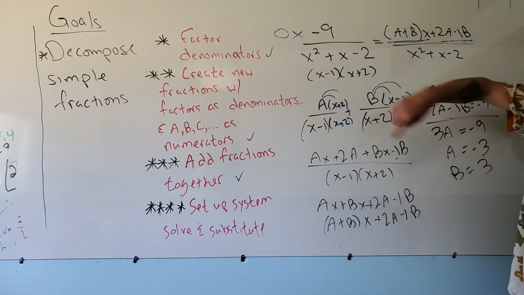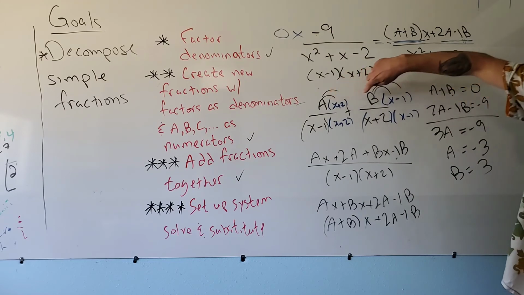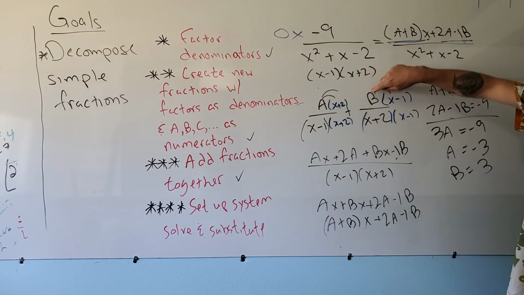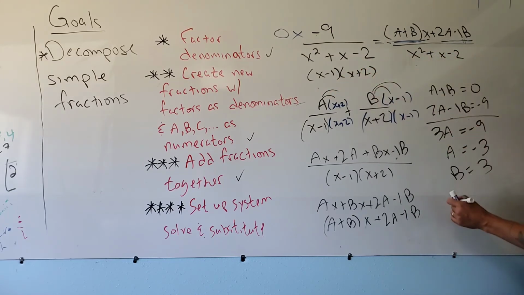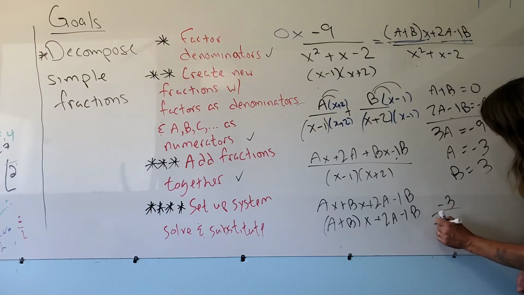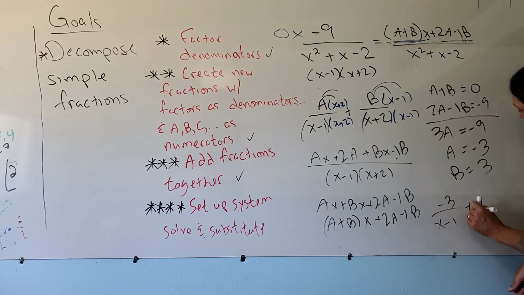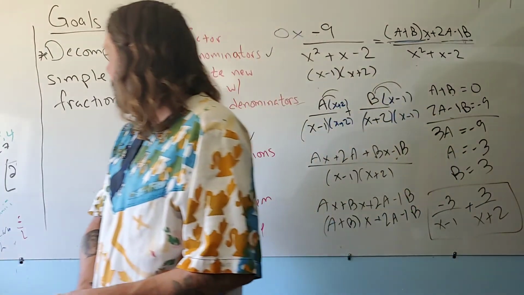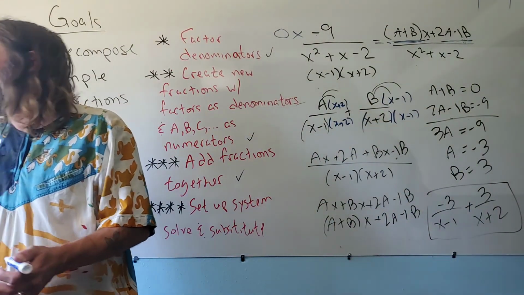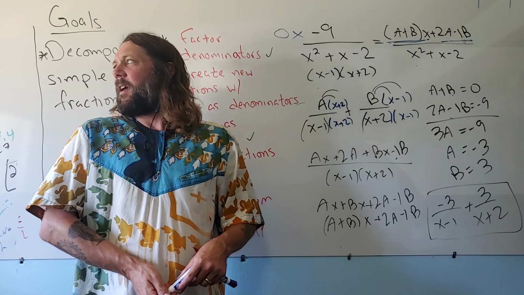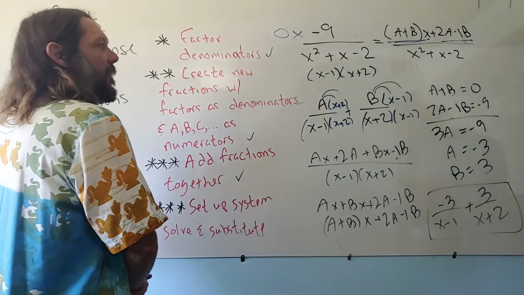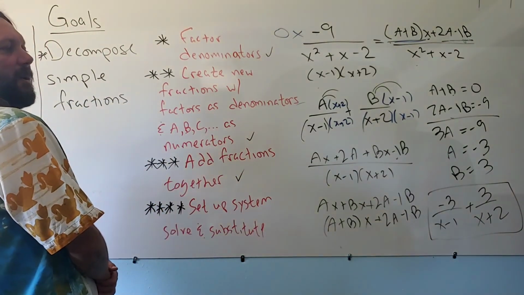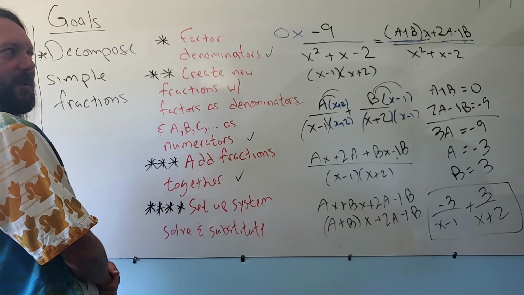So now I can just go back to this and plug in my a and b values, and I've finished decomposing my fraction. So a is negative 3, and that's over x minus 1, and b is 3, and that's over x plus 2. So this is my decomposed fraction. All right, so again, it's a little tricky, but I hope that you guys can figure this out.